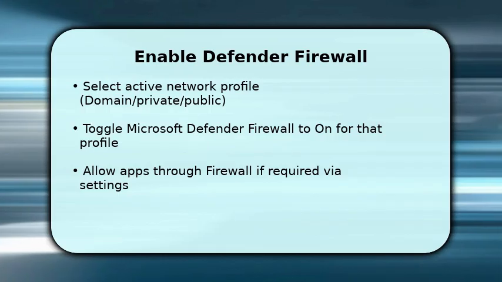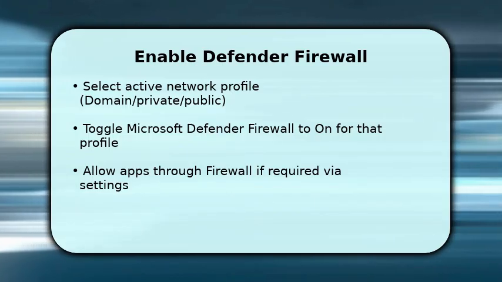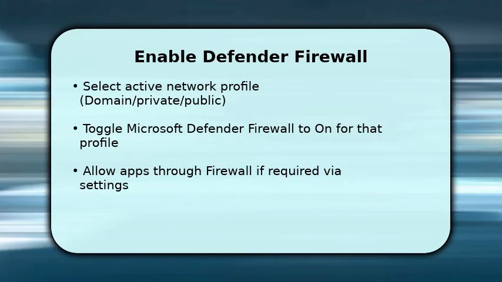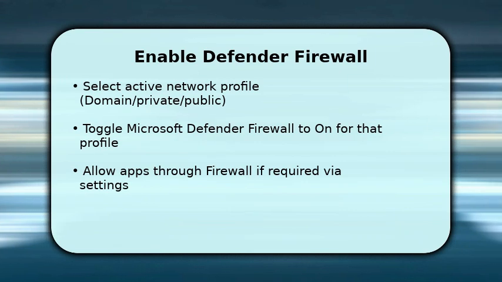Next, return to Firewall and Network Protection and choose Allow an app through Firewall to let trusted programs communicate. Make sure to add exceptions only for signed apps. Once done, Defender enforces rules for incoming traffic and reduces exposure to network threats.